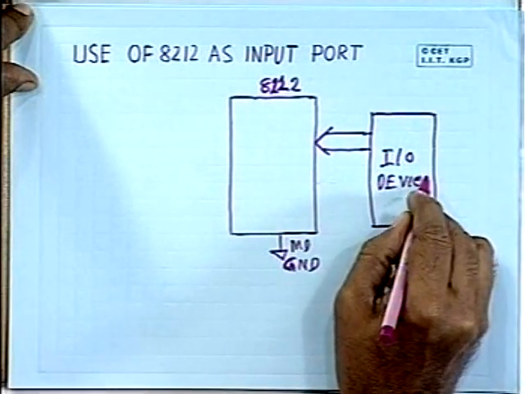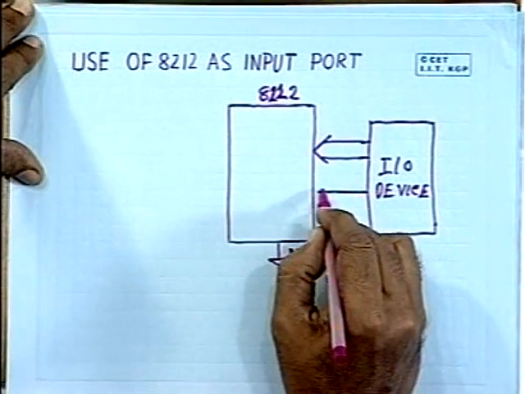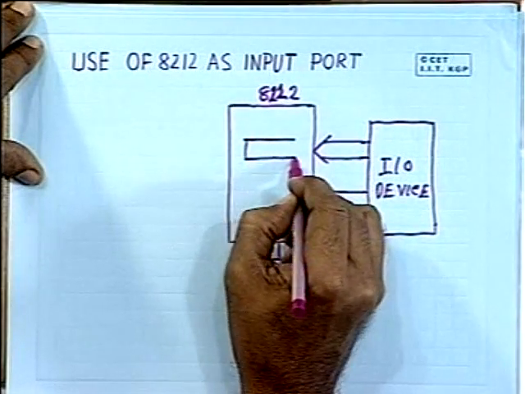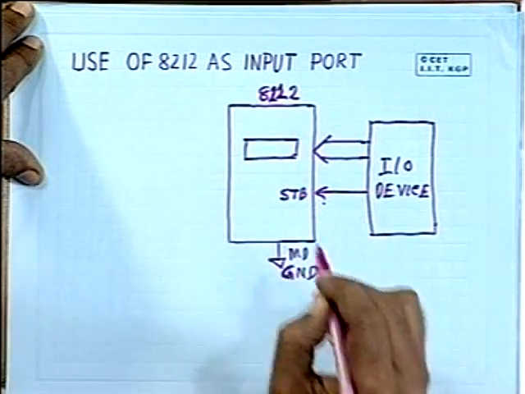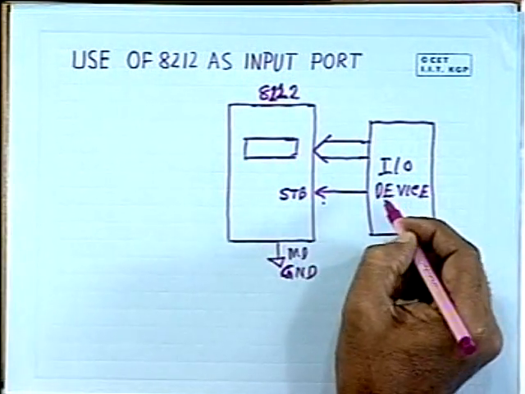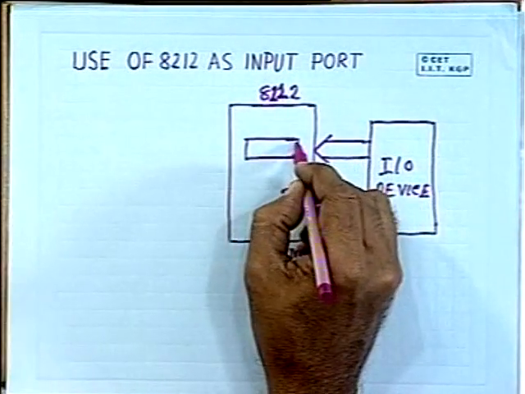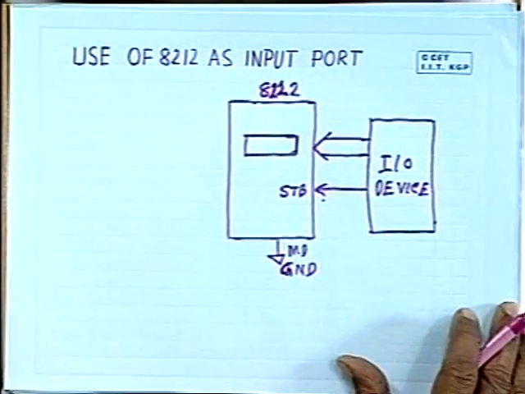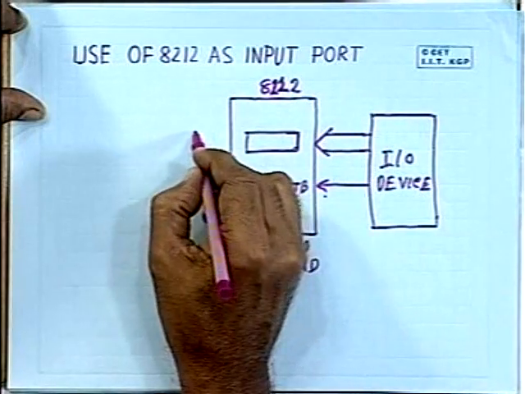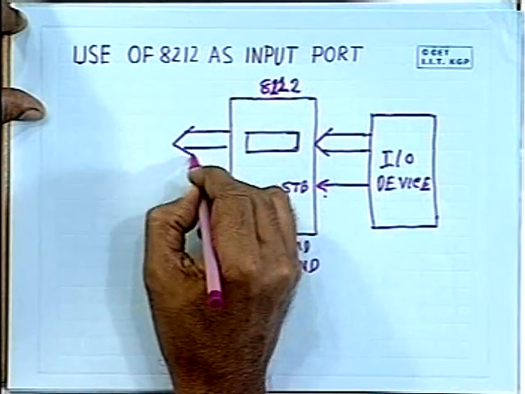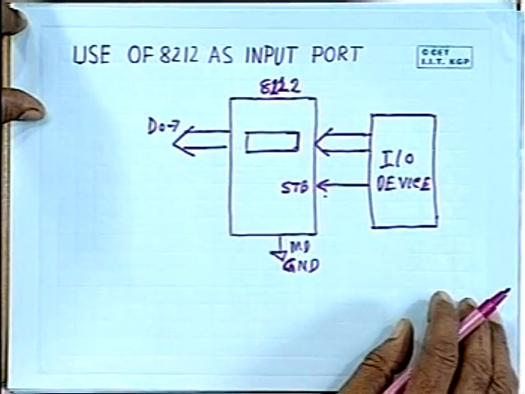and in this particular case, whenever it is acting as an input port, data into this data register is latched with the help of the strobe input. It has got a strobe input, and whenever the strobe signal is generated by the IO device, the data from this IO device is latched into this data register. Then how does the microprocessor read it? Obviously, in this case, the output lines are to be connected to the data lines of the microprocessor.